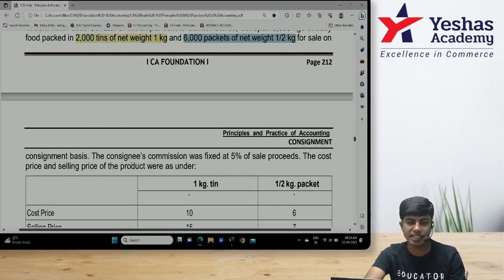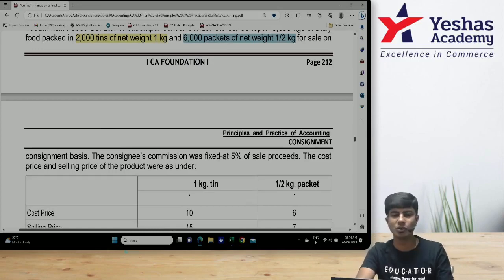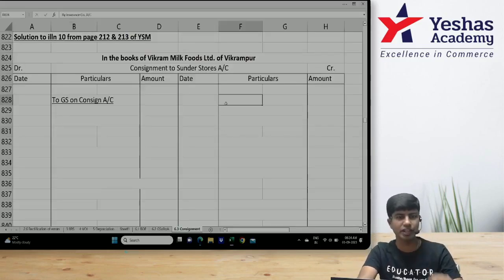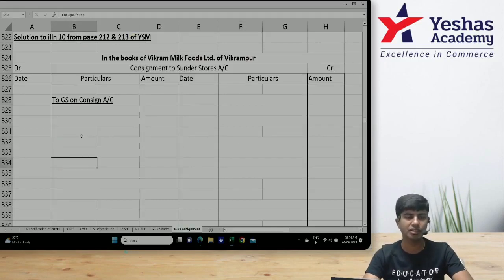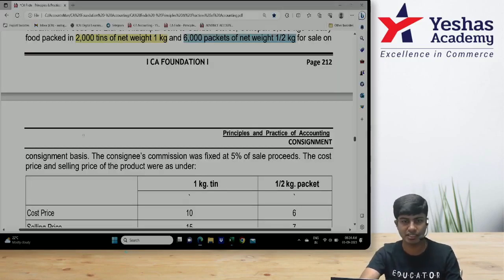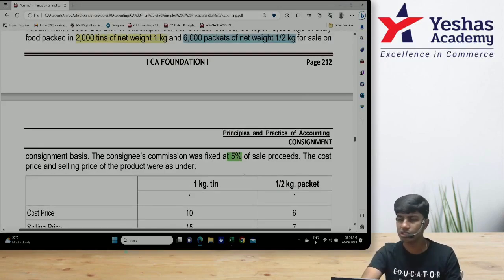Then the consignee's commission was fixed at 5% of sale proceeds. The consignee is supposed to get commission of 5% on sale. We don't know the sales yet. Sales you would have to write here. After we write sales, we'll write commission. You agree with me? But remember, commission is on what sales? On packet sales or tin sales? On total sales.